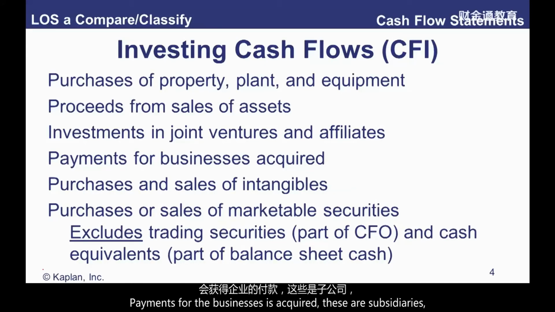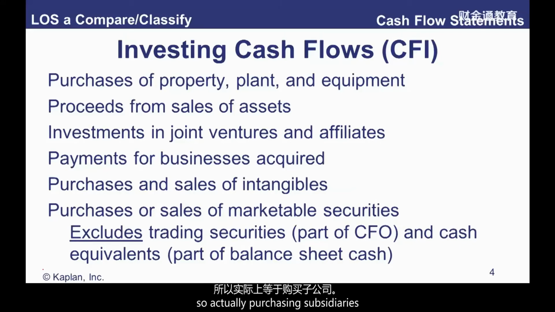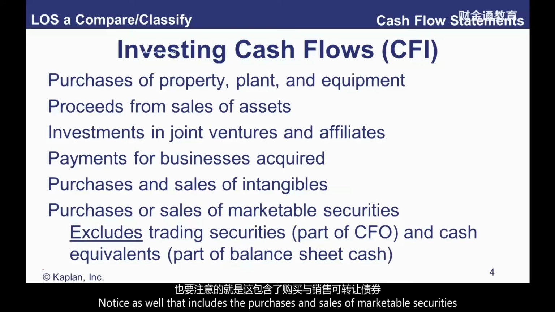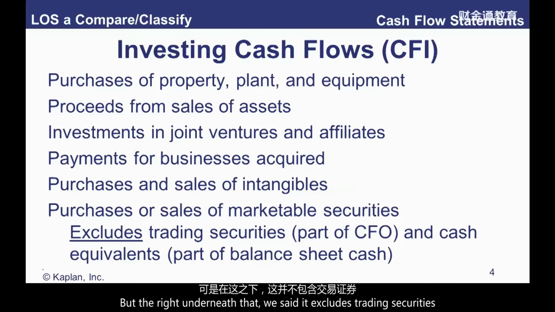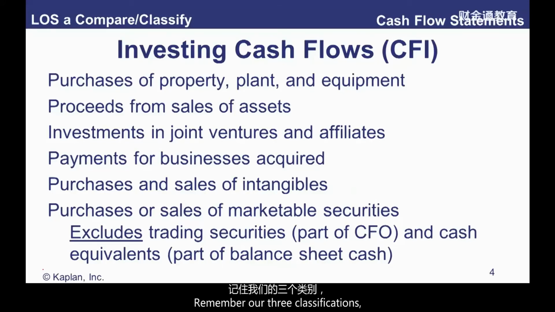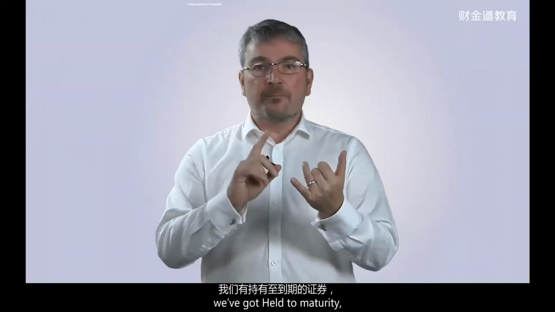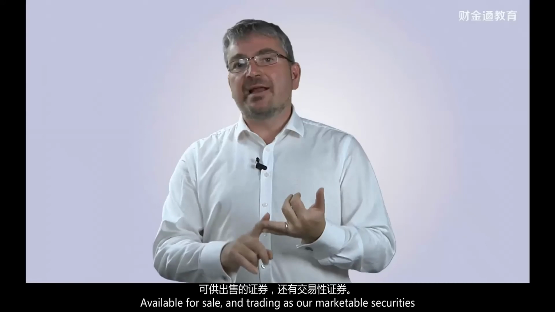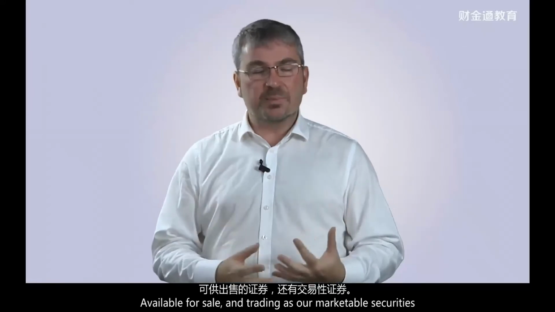Payments for businesses acquired, these are our subsidiaries. So actually purchasing subsidiaries. And we've got the purchase and sale of intangibles as well. Notice as well, it includes the purchases and sale of marketable securities. But then right underneath that, we said it excludes trading securities. Remember our three classifications? We've got held to maturity, available for sale, and trading as our marketable securities.